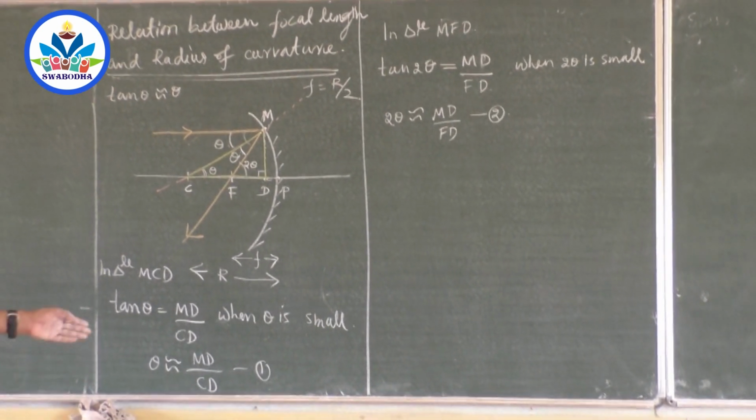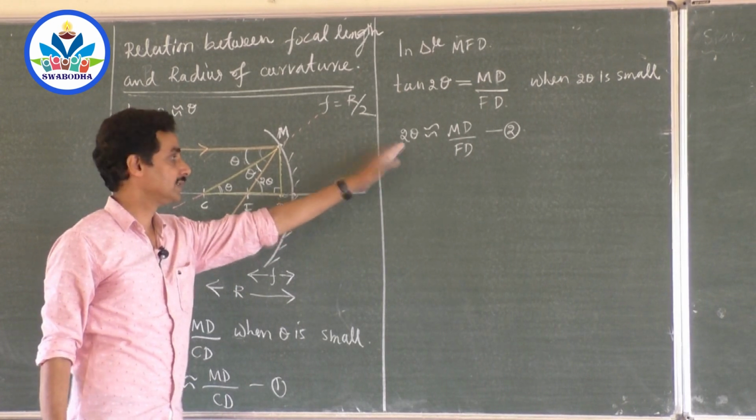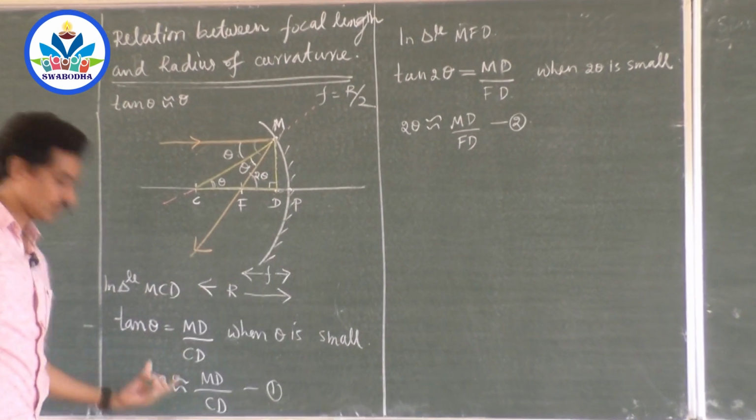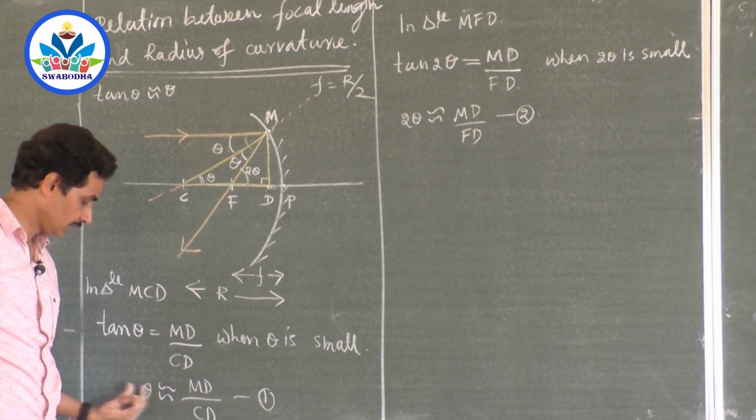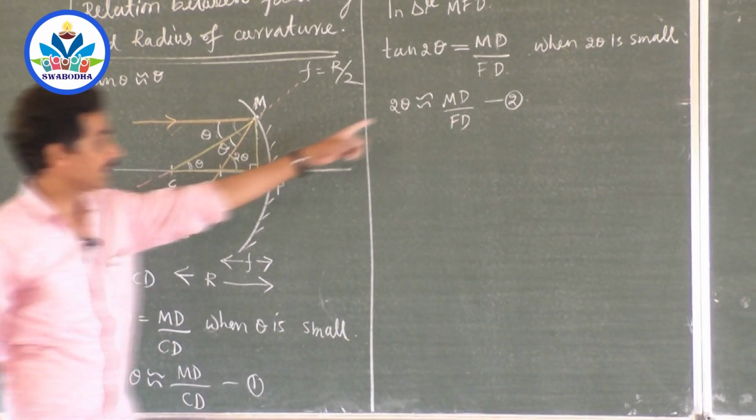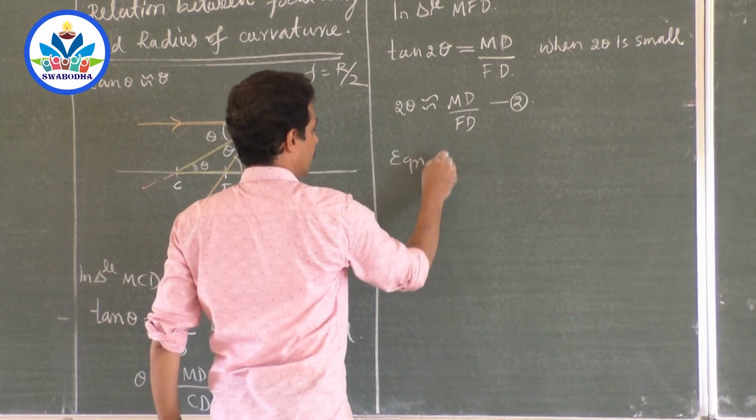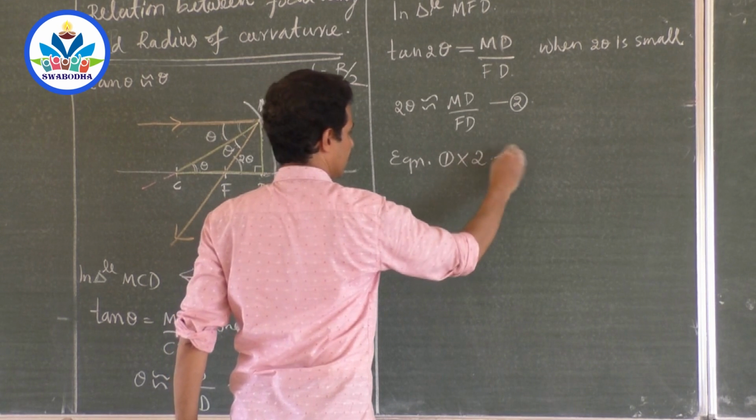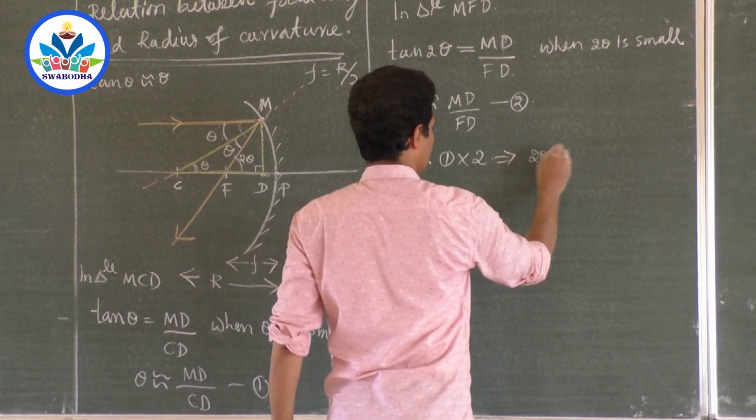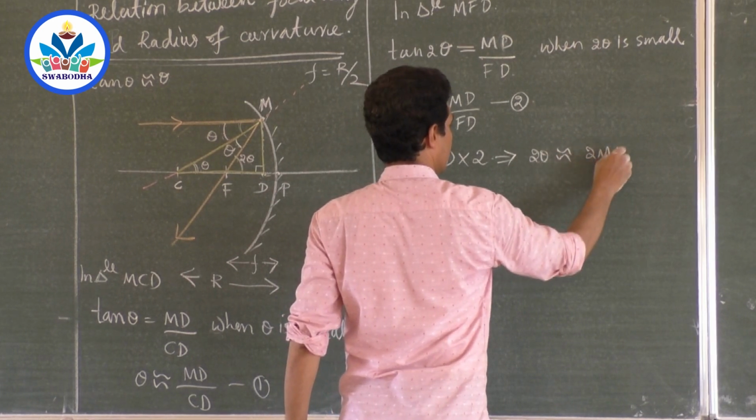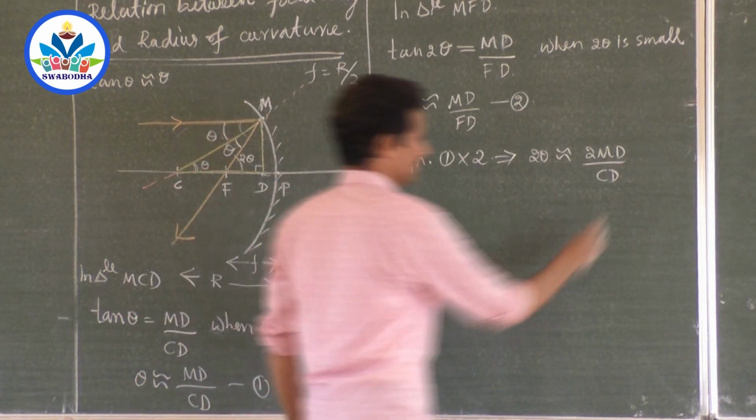Now, if you want to compare these two equations, the left hand side should be the same, but this is 2 theta, this is only theta. So shall we multiply equation 1 by 2? When you multiply this, you will get 2 here, 2 here. So you can compare the right hand side. Equation 1 multiplied by 2 gives 2 theta almost equal to 2 MD by CD. Am I right? Now this is equation 3.